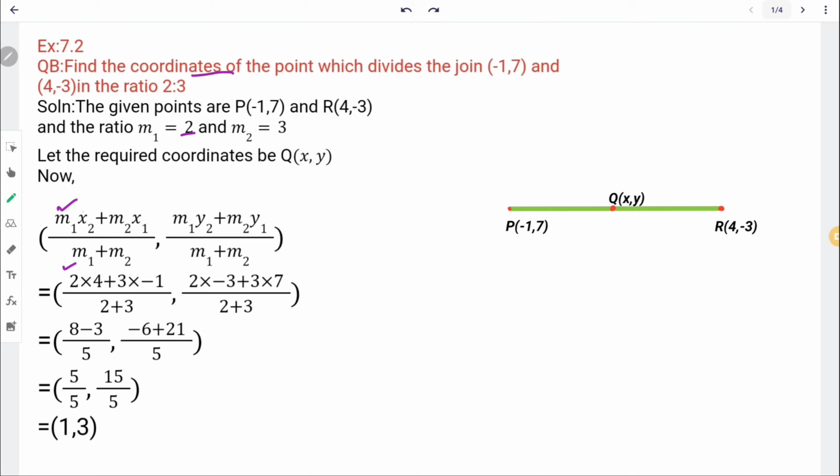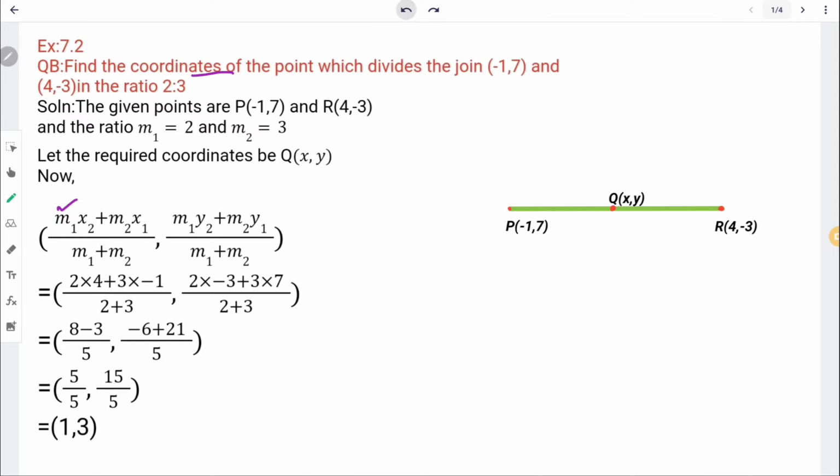All right, so x2 is how much? x2 is 4. So you can see I've written it. Next is M2, which is 3. So we've written it. And then x1 is how much? x1 is minus 1. And then M1 plus M2 is simply 2 plus 3. So for the first part, we're done.